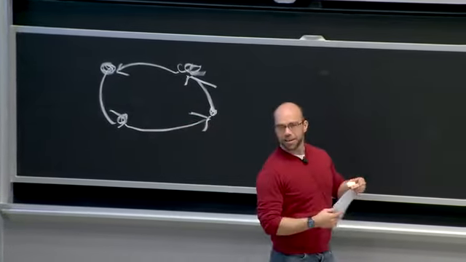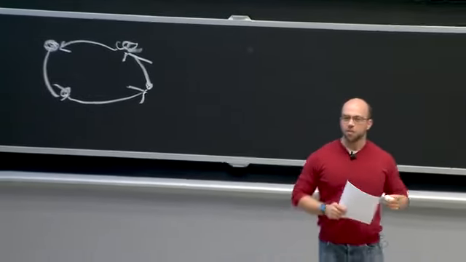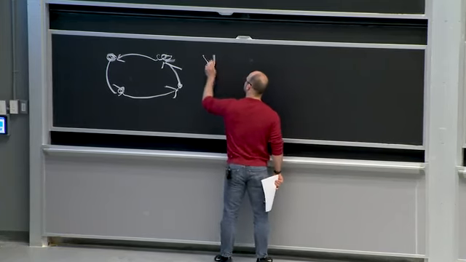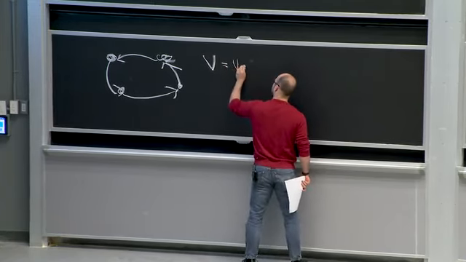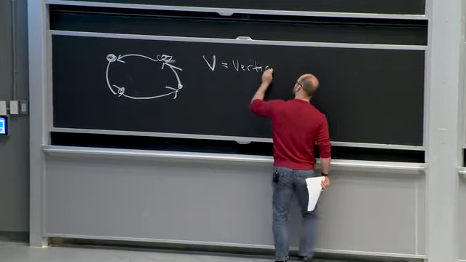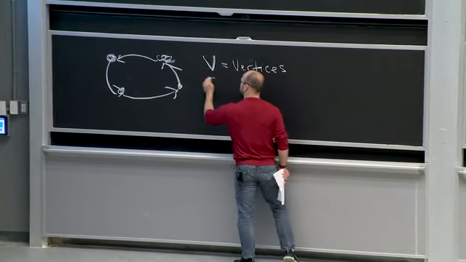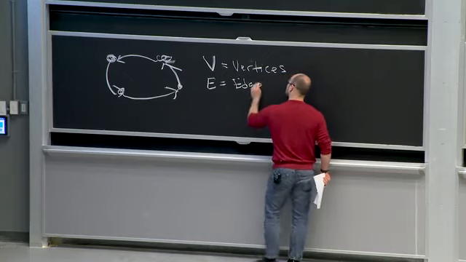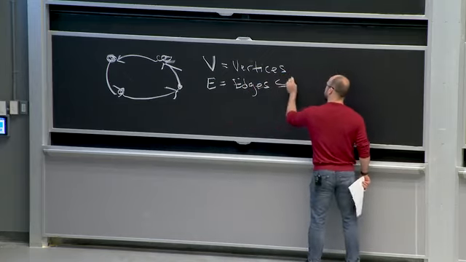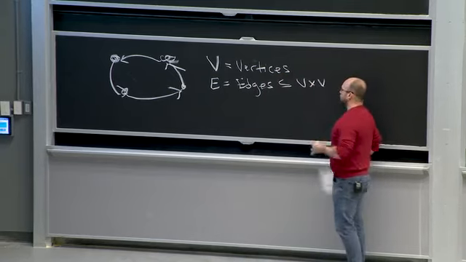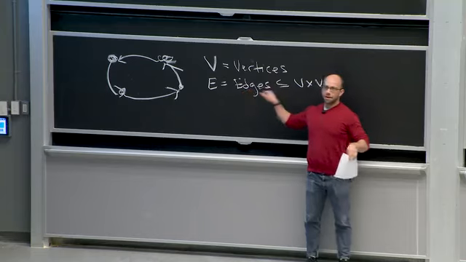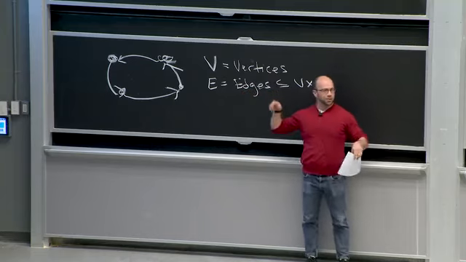Of course, there are many variations on the theme. Our basic definition of a graph is that we have some set V, which is the set of vertices. And then we have a set E, which is a set of edges, a subset of V cross V. This is nothing more than fancy notation for saying that an edge is a pair of vertices, a from and a to vertex.